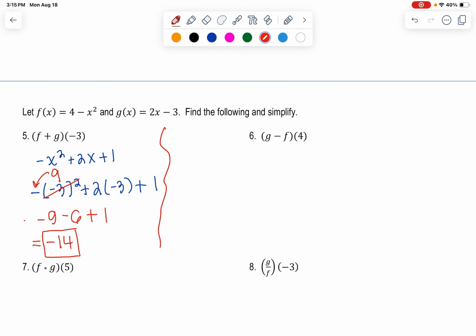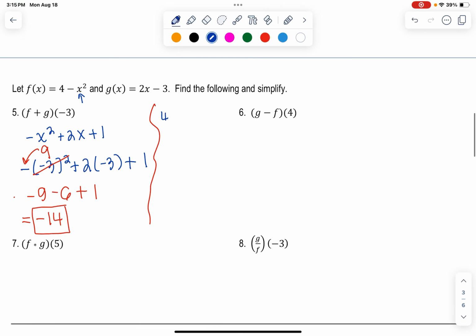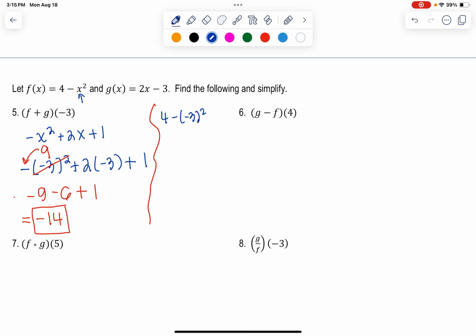Then I'm going to quickly show you another way, and then I'm only going to do these one way because I don't feel like doing multiple sets of work. So what you could do is you can find f of negative 3. So plug negative 3 in here. 4 minus negative 3 squared. That is 4 minus 9, which is negative 5. And then do 2 times negative 3 minus 3. That's negative 9. And then it says to add them. So negative 5 plus negative 9, negative 14. So either one works. It doesn't matter which one you do.